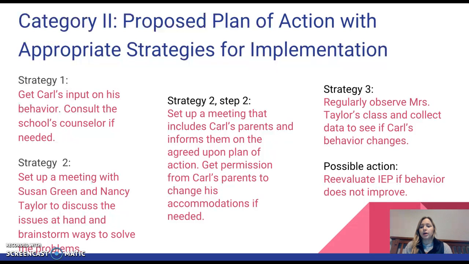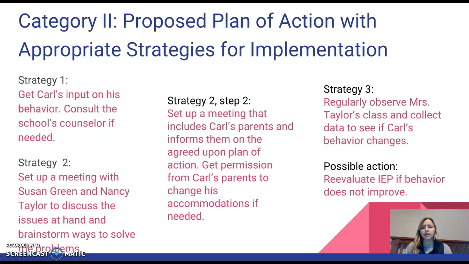Strategy 2, I would set up a meeting with Susan Green and Nancy Taylor to discuss the issues at hand and brainstorm ways to solve the problems. Susan and Nancy met before, and the outcome wasn't how Susan had wanted it to be. It didn't seem like Mrs. Taylor was open to any suggestions for Carl's educational plan. She just seemed to want him out of her room. So I think an administrator being present in that meeting would help gear that meeting in a positive way.